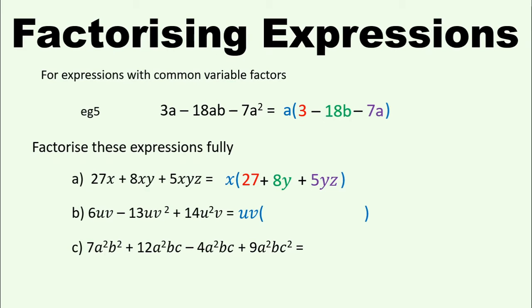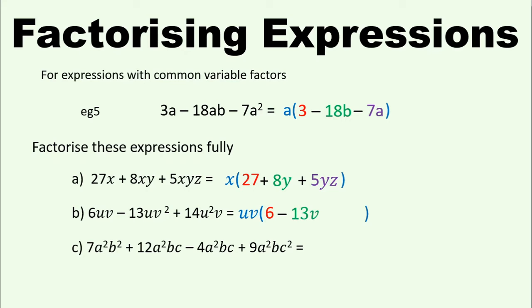If I divide 6UV by UV, I'll have 6 inside my bracket. If I divide negative 13UV squared by UV, I'll have negative, the number is clear, I have nothing to divide that number by, so negative 13, and the letters U divided by U will cancel that U out. V squared divided by V will cancel out one of those V's, so that'll be negative 13V.